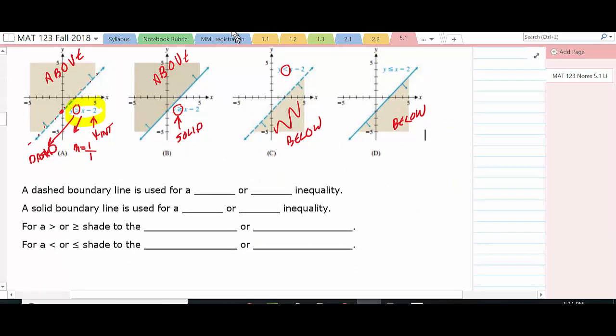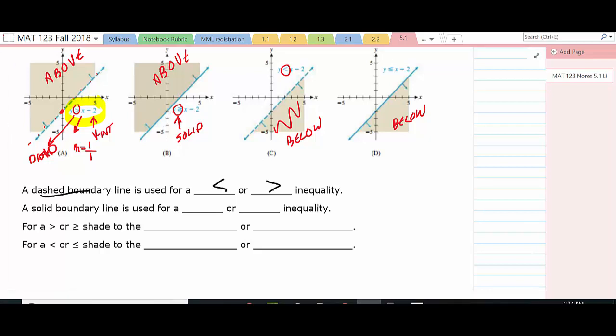All right, so let's fill out a couple of things then. All right, so just kind of what I was trying to show you. When did I say you use a dashed boundary line? Yeah, just less than or just greater than, right? No equal to, so it would be less than or greater than. Okay, when would you use solid?